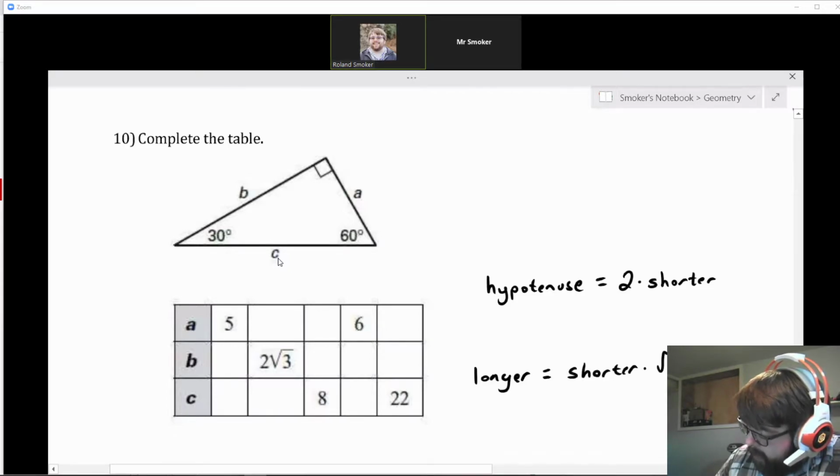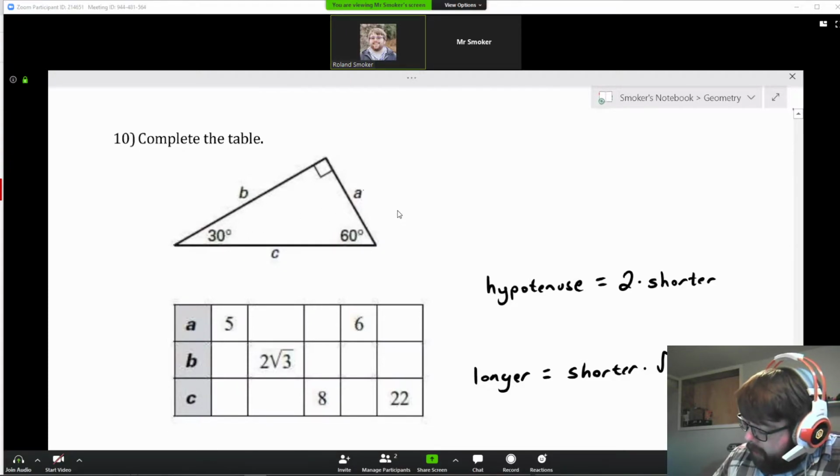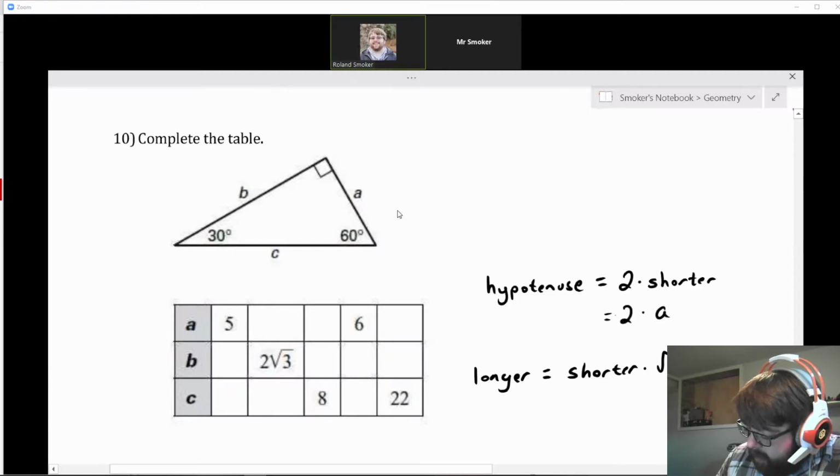times root 3. Okay, so for the letters we're given, if A is the shorter leg because it's opposite 30, then A will be filled in here. We have 2 times A. The shorter leg is also down here. We're not done filling that out, but A times root 3. Hypotenuse is opposite 90, so that'll be C, and longer is B. So now we have our A, B, and C filled in. And given any one of these items, we can find the others.